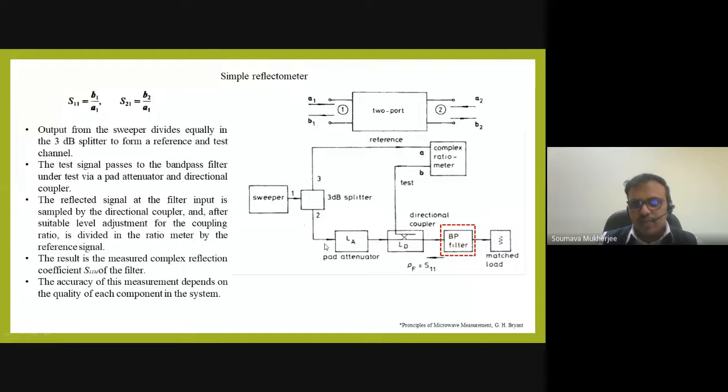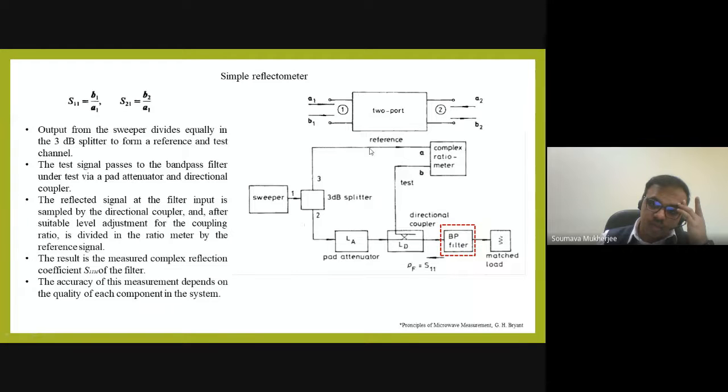That means if your incident wave is A1, then the reflected wave will be rho f multiplied by A1. Okay. Then what are the other things? So we have a sweeper. Sweeper means a frequency sweep source. Then that is divided into 2 paths by a 3 dB splitter. So this is nothing but a power divider which is dividing this signal into 2 paths. One is going here and one is going here.